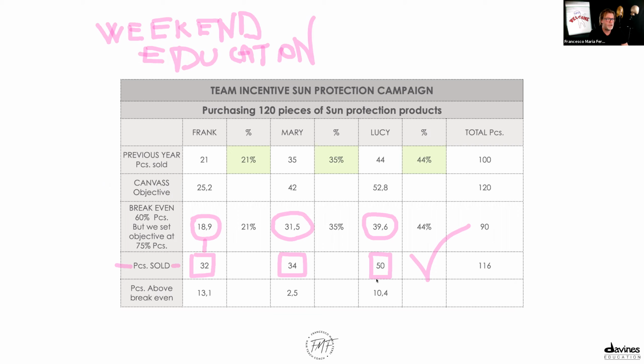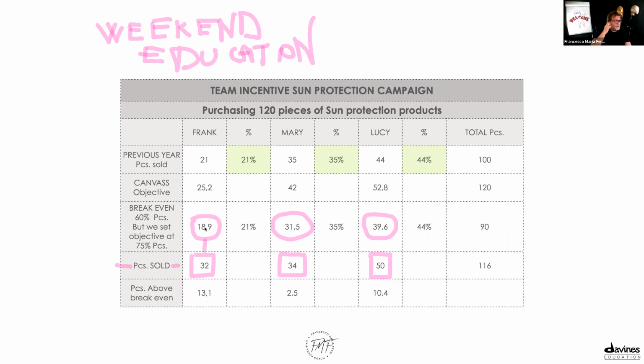Clear? Now, the point is, if we watch this in an equality system, Mary should be the winner. Mary should be, no, sorry, Lucy should be the winner because she got 50 products, and the other two, 34 and 32. However, here is not the way we want to calculate, because the calculation has to be this one.